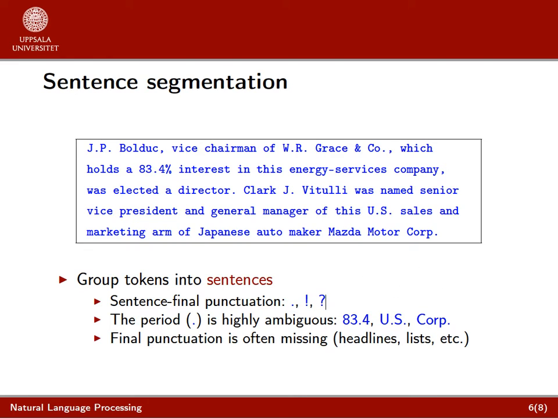Now, unfortunately, none of these is completely unambiguous, and in particular the period is highly ambiguous because it is also used for many other things. In 83.4, it's a decimal point, and in US and Corp, it just marks that something is an abbreviation and it's actually part of a token and not a separate token. In addition, in many types of text, final punctuation may be missing. This is true in headlines typically, in different types of lists, and even more so in special text genres like email or text messages and so on.